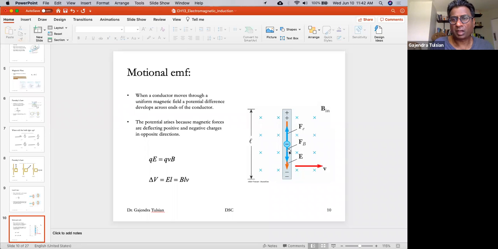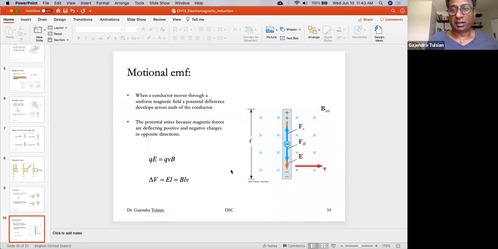All right, how long do the charges separate? Till the electric force equals the magnetic force. That's what that diagram is telling you, and that's what this shows you. The electric force is equal to the magnetic force, and the Q cancels. The induced EMF, the voltage between the ends of the rod, is the electric field times the length of the rod. And there's the expression, B times L times V.